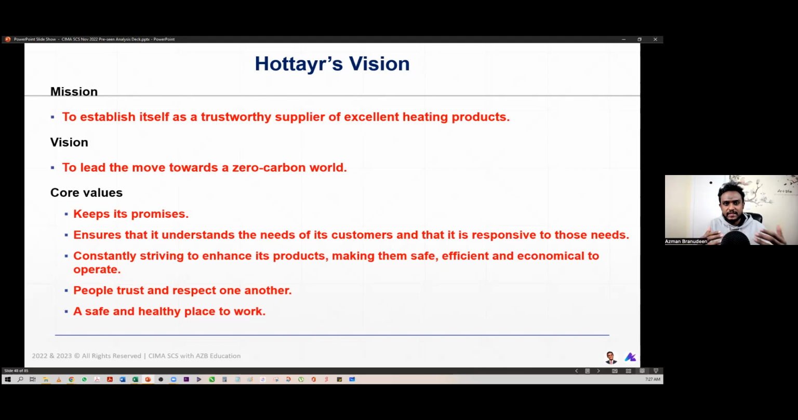Now, on that note, the mission is to establish yourself as a trustworthy supplier. Obviously, as a business, that's your ultimate aim. You want to be trustworthy, and you want to be able to draw customers again and again. The vision is to drive yourself toward a zero carbon world. So if you're manufacturing products that involve combustion, then you're going to have some trouble, right?